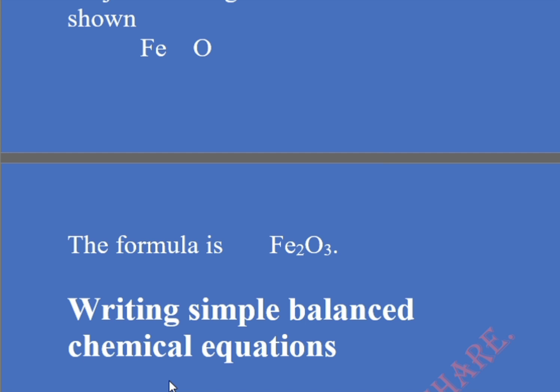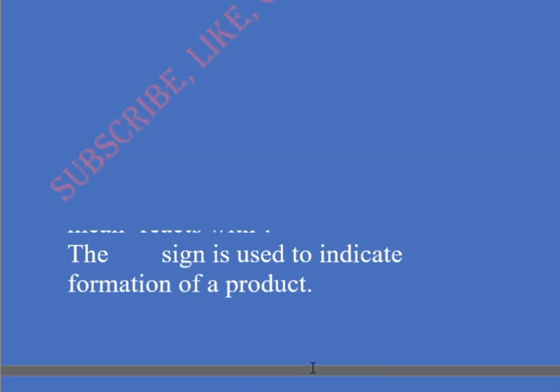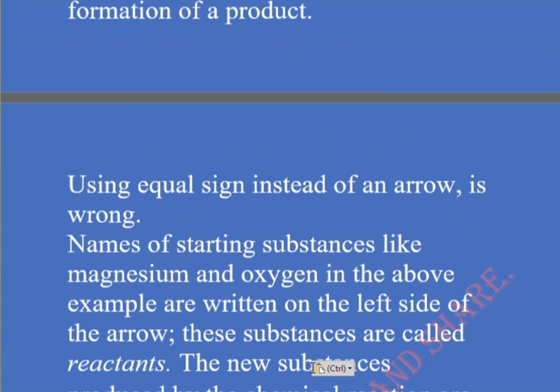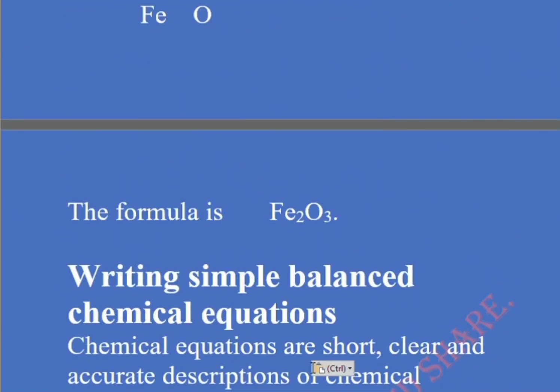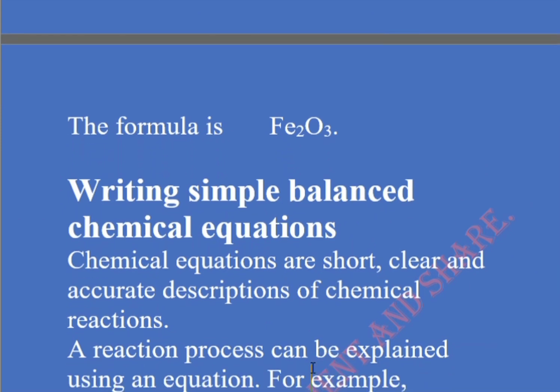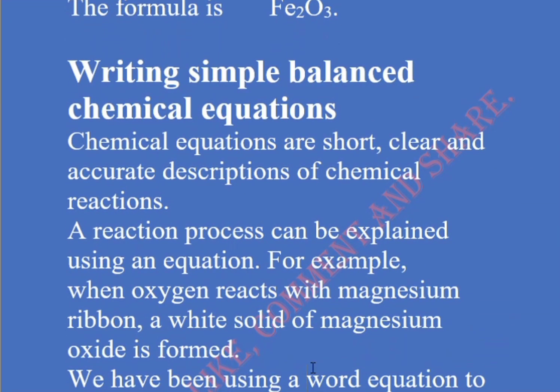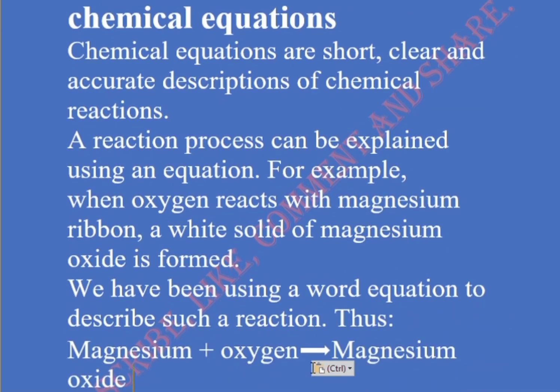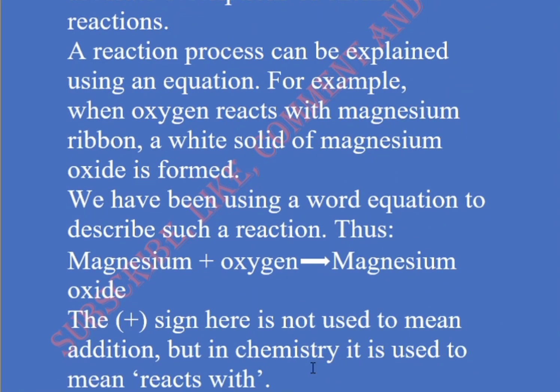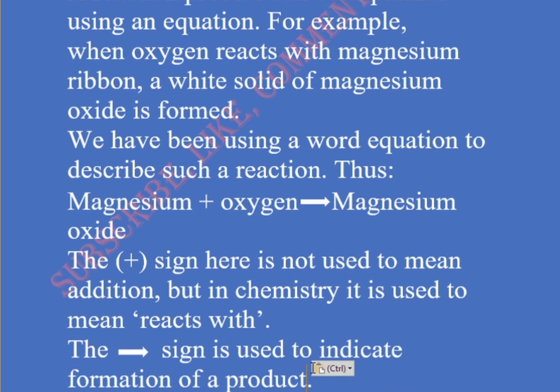And the arrow sign is used to indicate the formation of a product, where we write the product after the arrow sign. Using an equal sign instead of an arrow sign is wrong. The names of starting substances like magnesium and oxygen, in the example that we are giving, are written on the left side of the arrow. Those substances we call reactants. Remember, they are reacting, so they are reactants. The new substances produced by the chemical reaction, we call products, as they are written on the right side of the arrow.